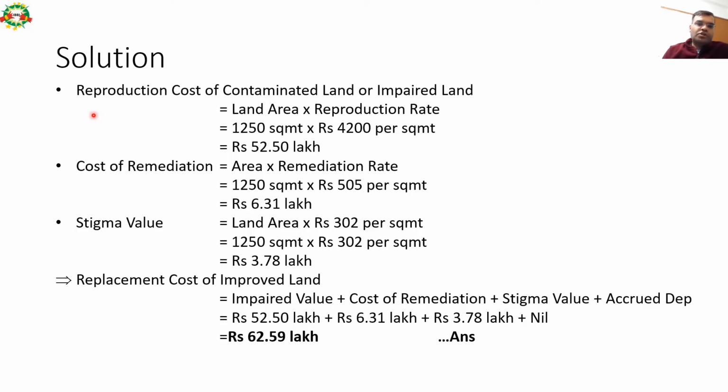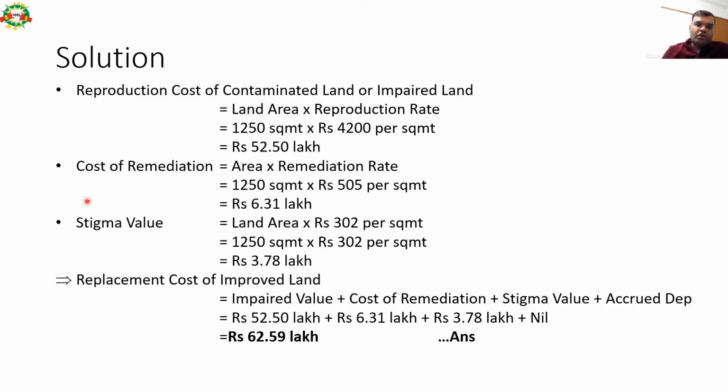So the reproduction cost of the contaminated land, which is also called impaired value, is equal to land area into reproduction cost of the contaminated land, which is 1250 square meter given in the question, and 4200 rupees per square meter given in the question. Thus it is equal to 52.50 lakh. The examiner may ask what is the impaired value of the land. Then the answer is 52.50 lakh.